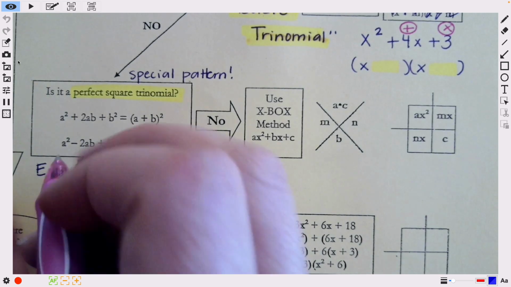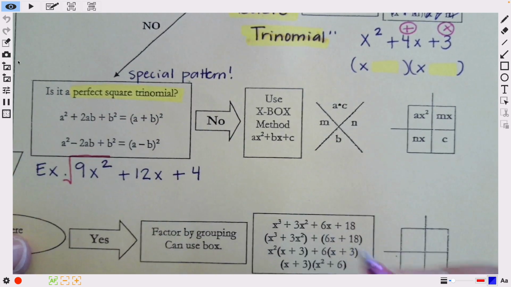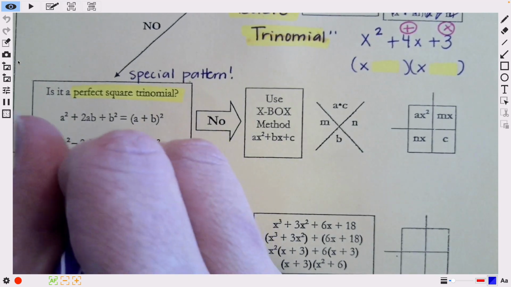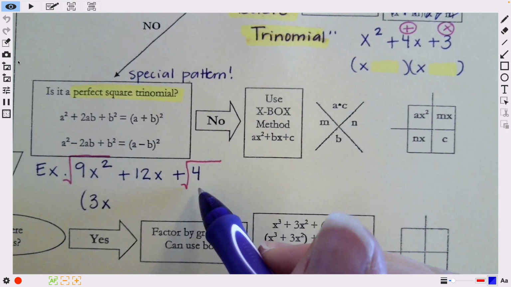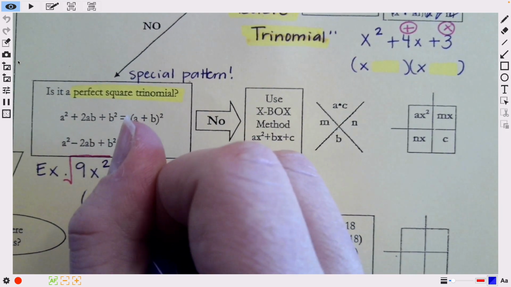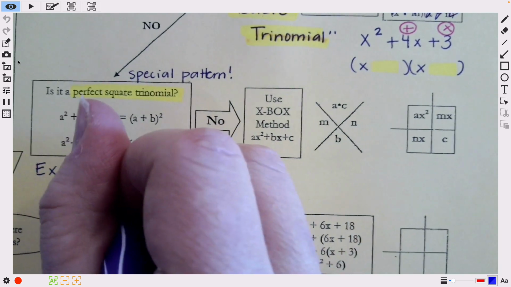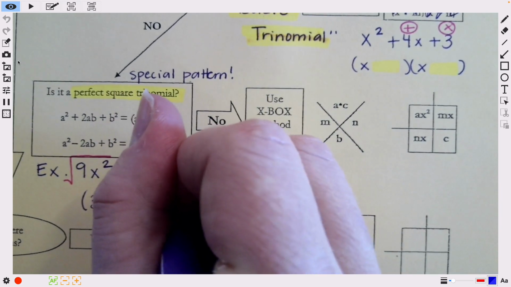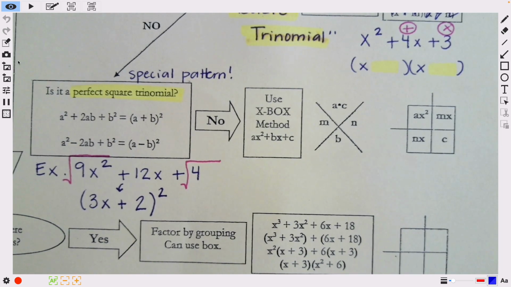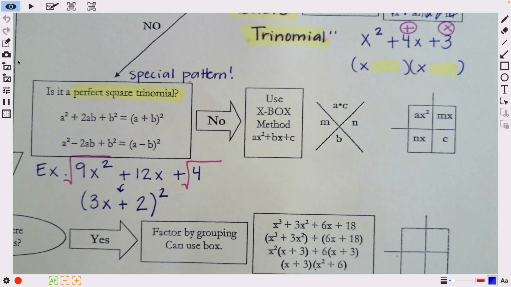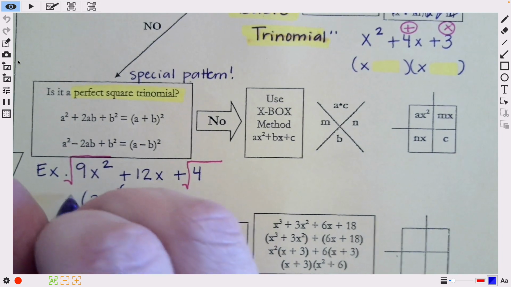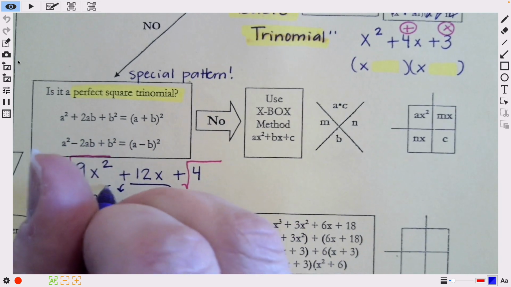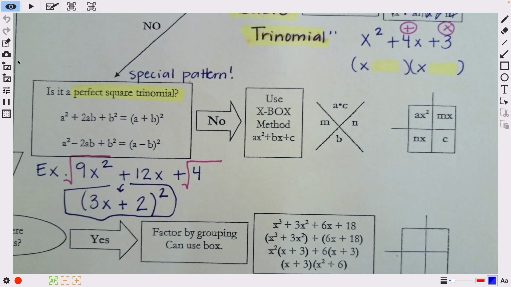Okay, and how we get to our answer is you square root the first term. Square root of 9x squared is 3x. And you square root the last term. Square root of 4 is 2. Whatever the middle symbol is, that's the middle symbol that you drop down. And it's that factor squared. And that's your answer.